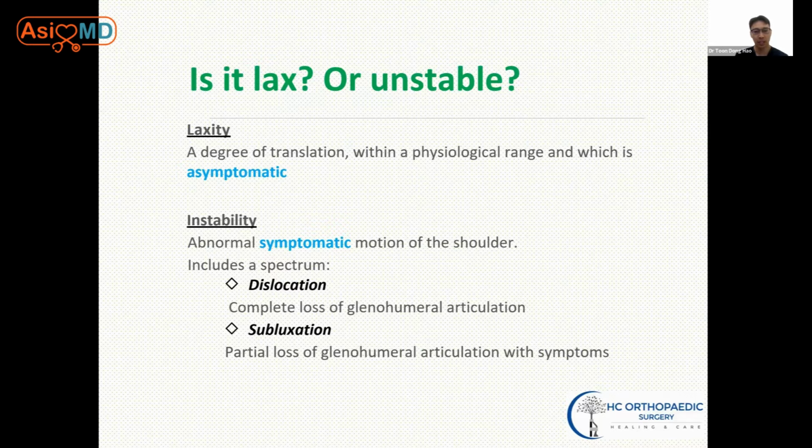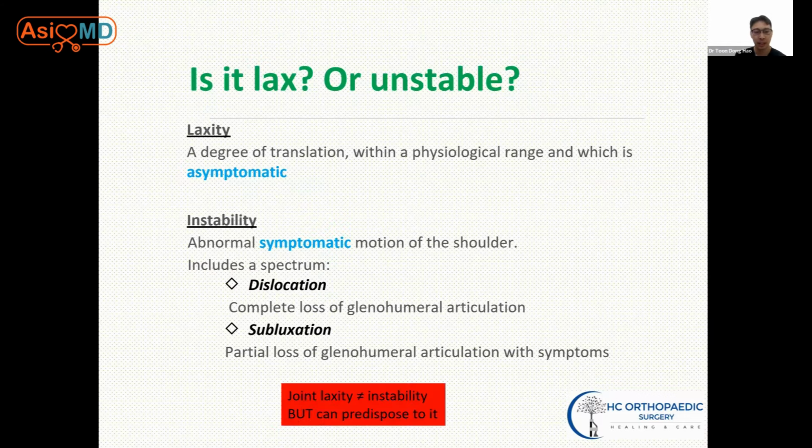First of all, let's go through some definitions. There's a difference between instability of the shoulder as well as laxity. Instability means there's abnormal symptomatic motion. The patient usually has a symptom, for example pain, and it includes a spectrum from dislocation to subluxation. Whereas laxity is just a normal physiological range of translation within the shoulder joint and is completely asymptomatic. It's important to know that joint laxity doesn't always equal instability, but joint laxity can predispose to it if, for example, the patient sustained a trauma on their shoulder.